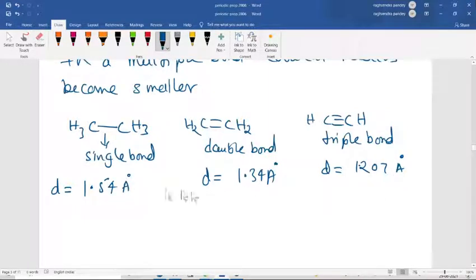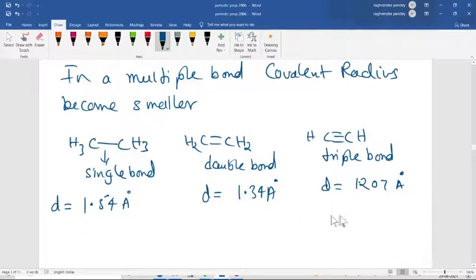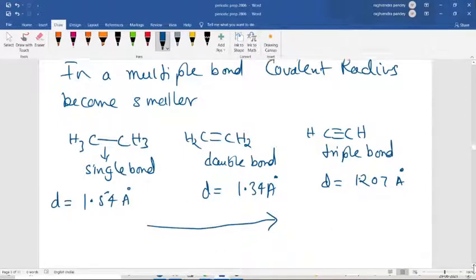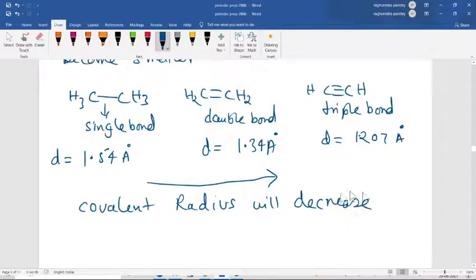Now you can see the distance is decreasing. Distance D, the nucleus to nucleus distance, is decreasing, and hence the covalent radii will also decrease. As we go from here to here, the covalent radius will decrease. Another problem is that the covalent radius decreases like that.